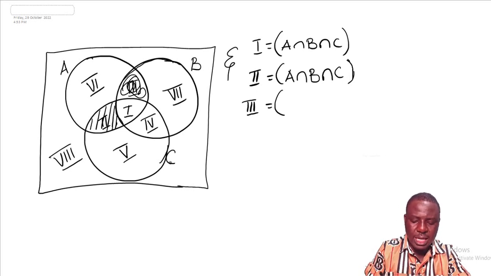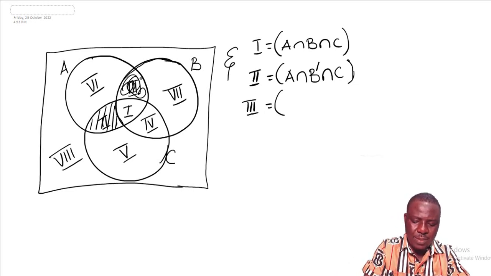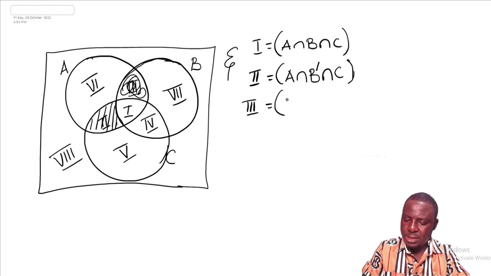While region 3, I will take that of region 2 again. Region 3 is said to contain elements you can find only in A and C. So the prime should be for B. So B is the complement. While in region 3, it contains elements only in A and C, and this can be written as A intersection B prime intersection C.